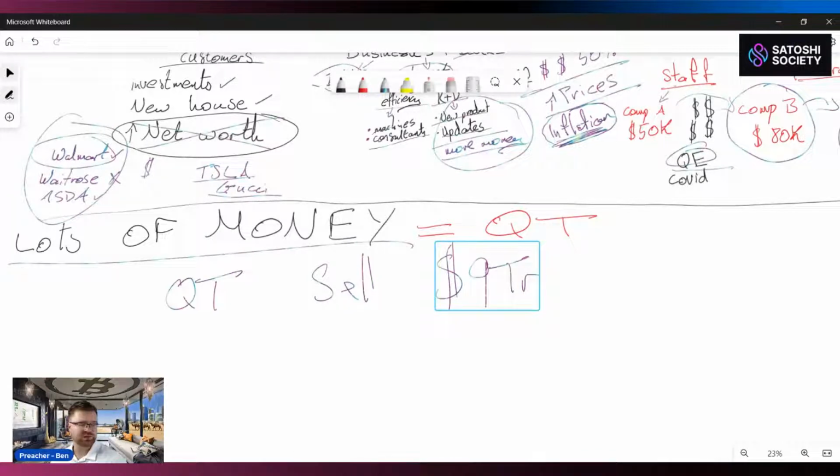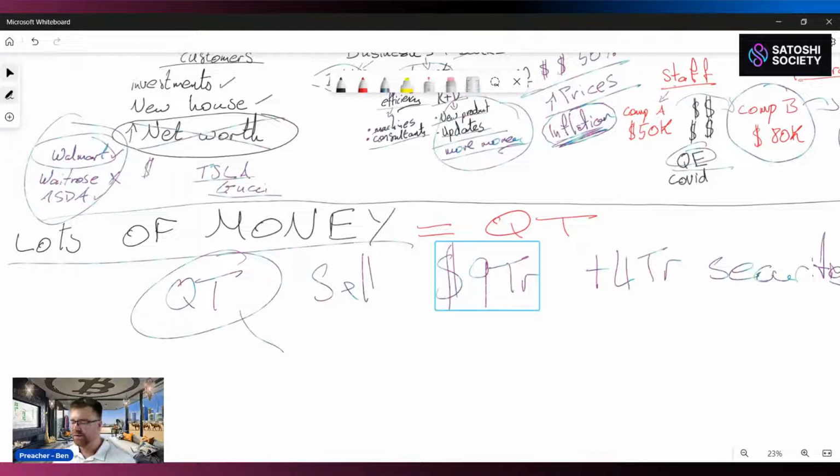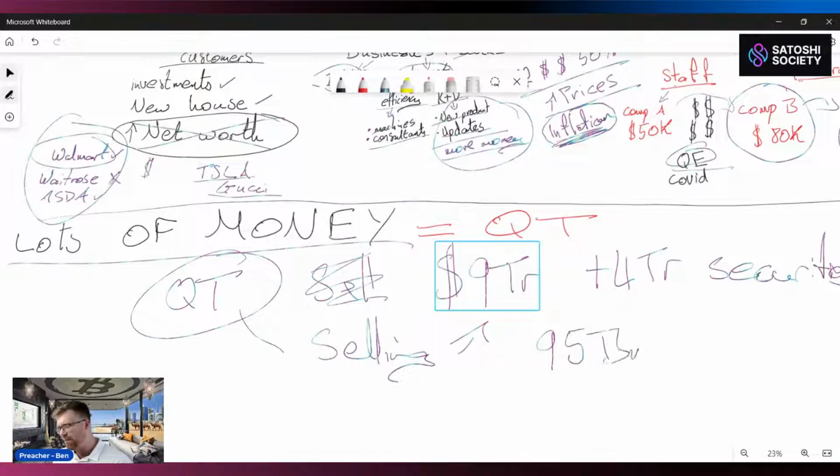it's called the balance sheet that the government has. During 2020 and 2021, they bought $4 trillion worth of securities. So now quantitative tightening indicates, boom, we've got to sell this. Now they're selling this $9 trillion at the rate of, I want to say, 95 billion a month.